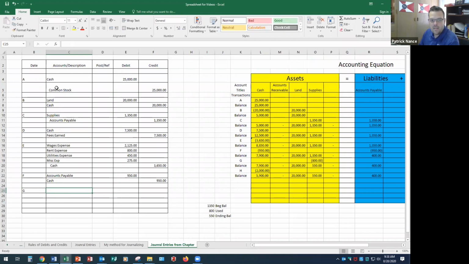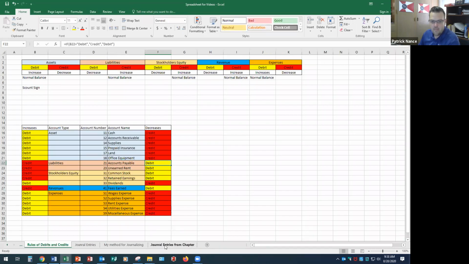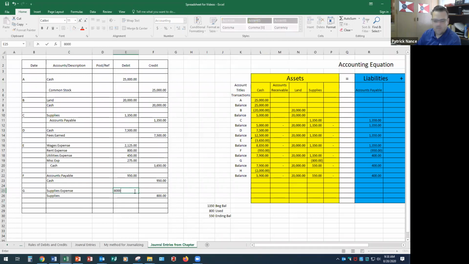Notice too, I'm skipping a line. You don't necessarily have to do that, but it certainly makes it easier to read, because they all run together if you don't. It's not necessarily required. I skip lines to make it easier to read. So I no longer have $800 worth of supplies, so I need to reduce supplies. Supplies is an asset, so to decrease supplies, I would credit that account. And for supplies expense, I would want to increase an expense account. I increase an expense account with a debit. So I'm going to debit supplies expense for $800.